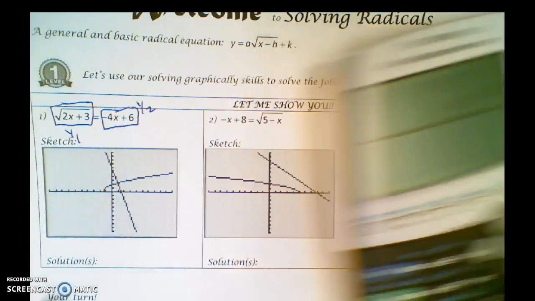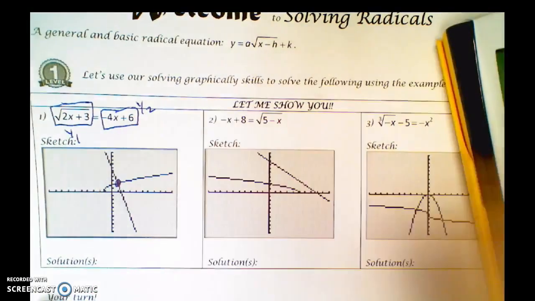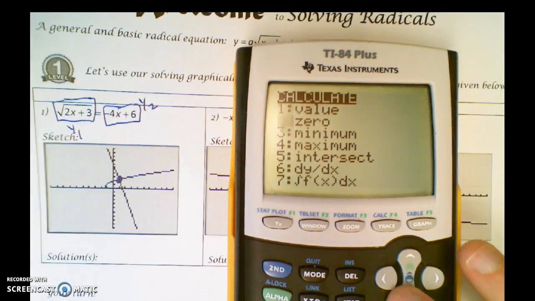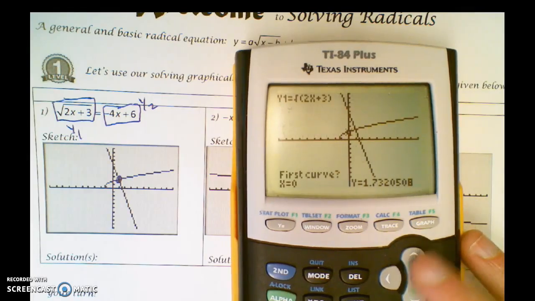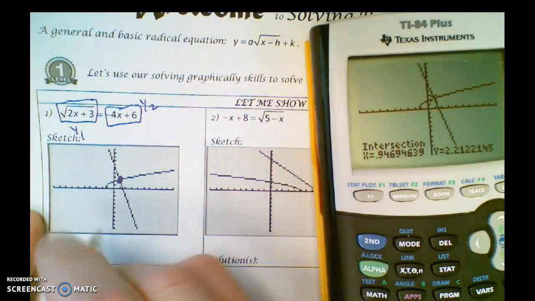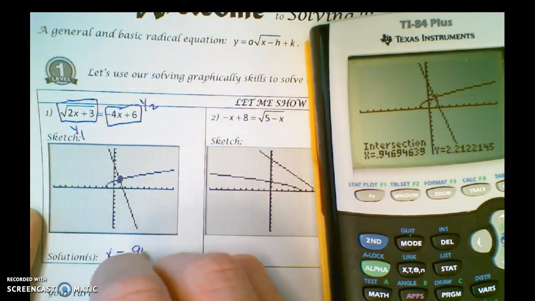And we should see the graph that I've already given you, which is the case. So remember, when we look for the solution is where they intersect. So it's easier to determine the solution on your calculator because your calculator can automatically calculate it. So the steps to finding the solution would be second, trace, intersect. Once you get to this screen, you press enter 3 times, and it tells you what the intersection is. We're mostly just concerned about the x value for the solution, because that's the value of x that satisfies both equations. So in this case, x equals 0.947.